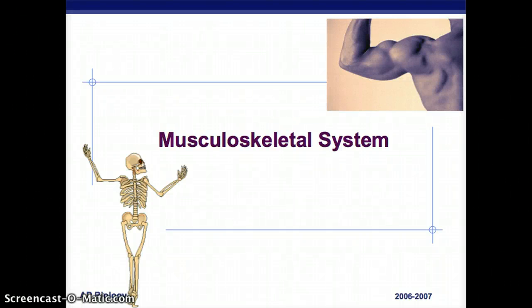Today we're going to talk about the musculoskeletal system. It involves muscles and your skeleton.